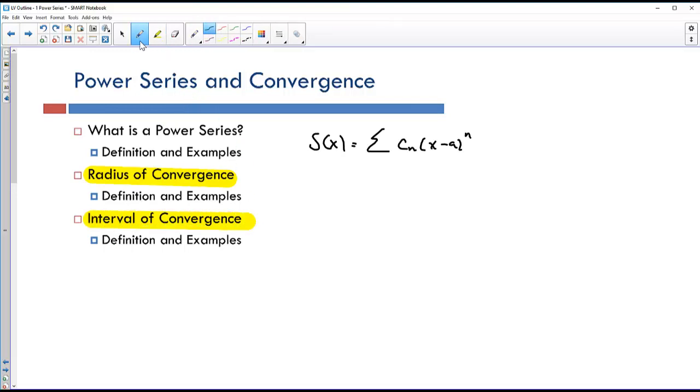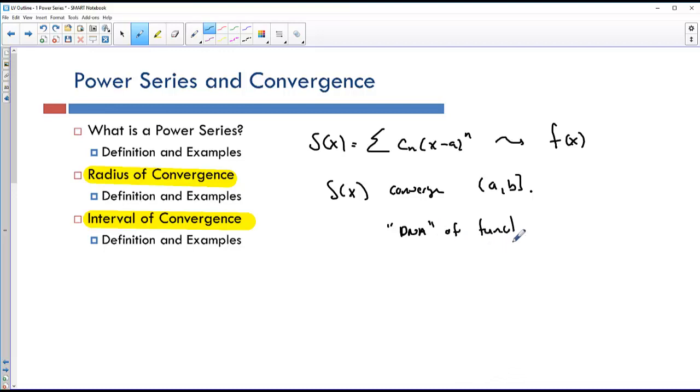And so then we can conclude stuff like, okay, well, S of x will converge on some interval A to B. And you may include the endpoints or you may not include the endpoints. It depends on the series that's given. And then later, we'll show how these power series can be connected to a function. So in essence, what these power series really are, they act as sort of like the DNA of functions. And we'll talk more about that later.